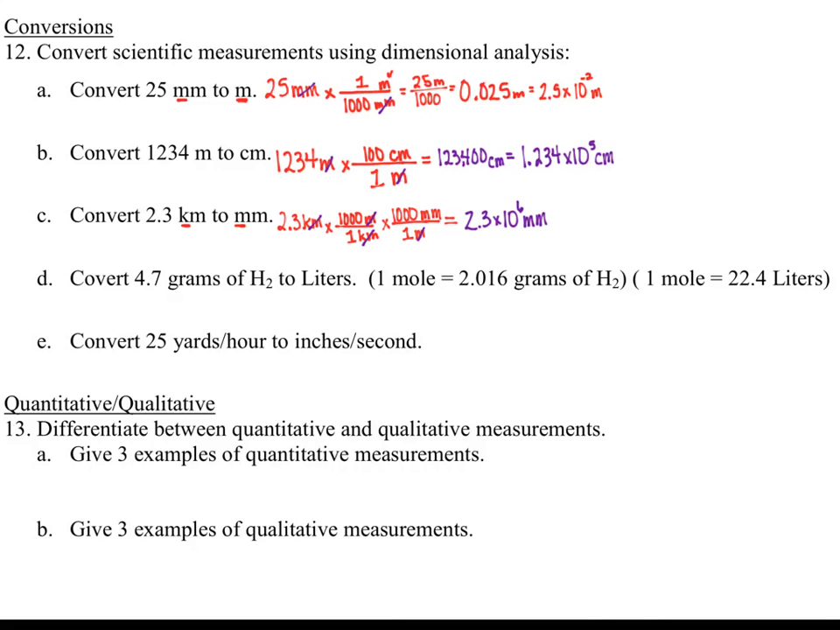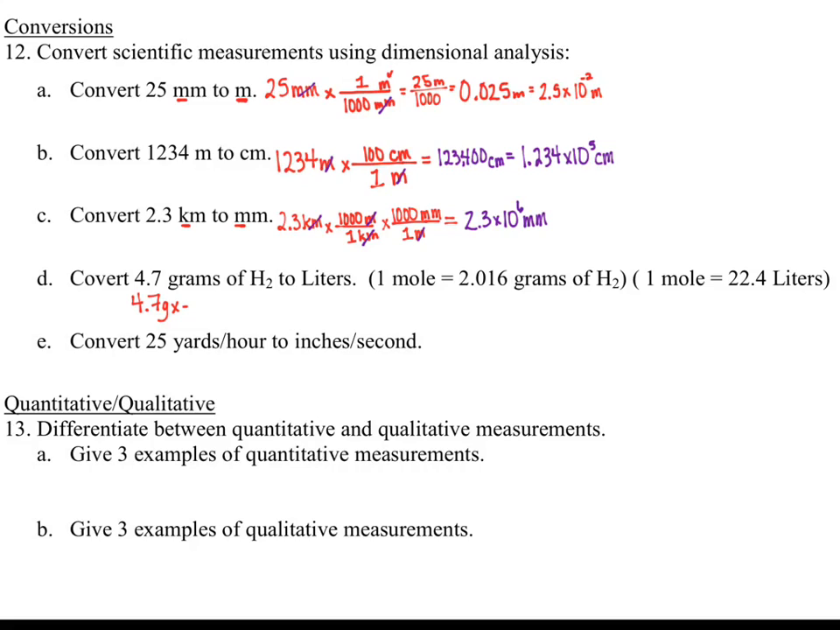Okay. All right. Next one asks us to convert 4.7 grams of hydrogen to liters. And they give us the information. So in this case, we know that 1 mole is equal to 2.016 grams of hydrogen, and 1 mole is equal to 22.4 liters. So again, let's start with our given. Don't get intimidated if you don't know what the terminology is. So let's start off with 4.7 grams.